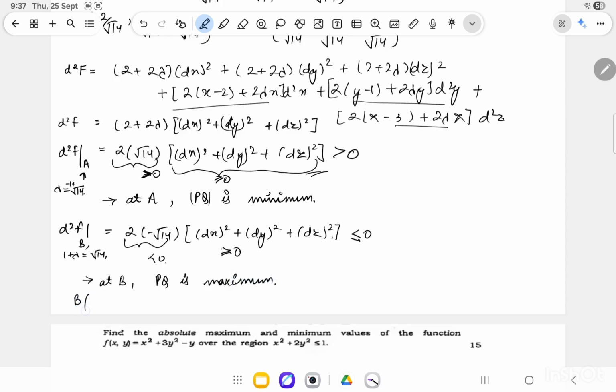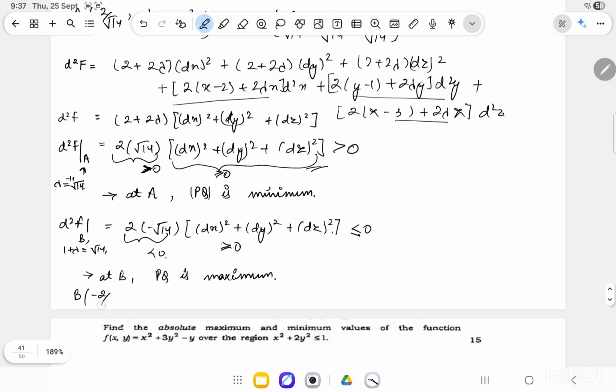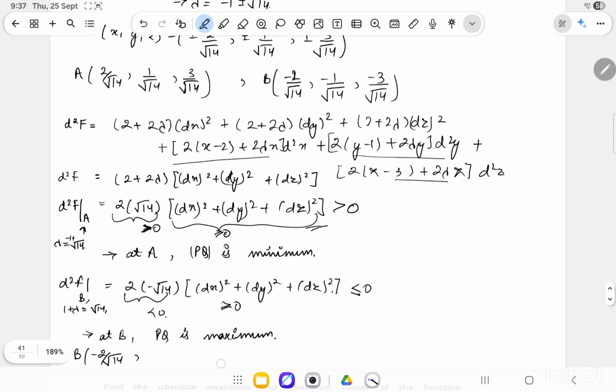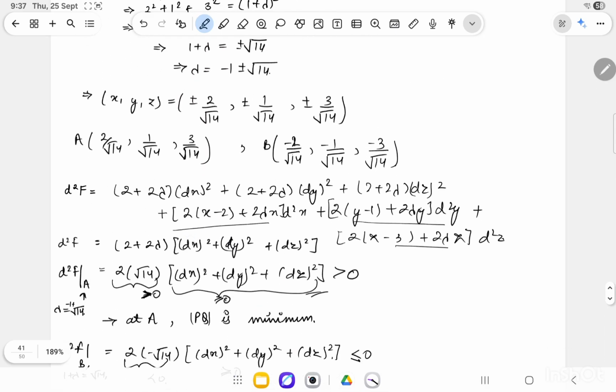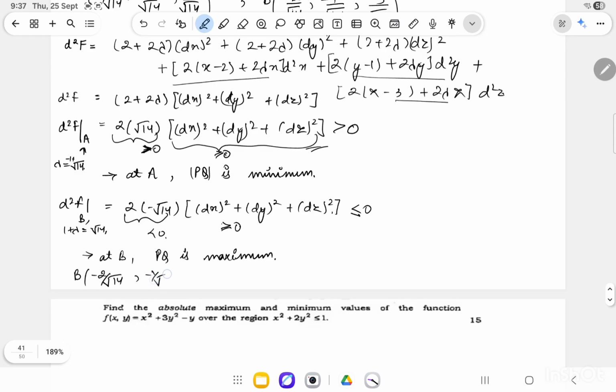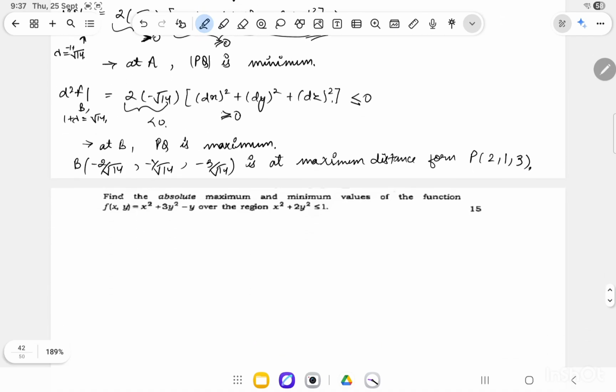So point B, that is minus 2 by under root 14, minus 1 by under root 14, comma minus 3 by under root 14, is at maximum distance from the given point P, that is 2, 1, 3. Now let's move on to the next question.